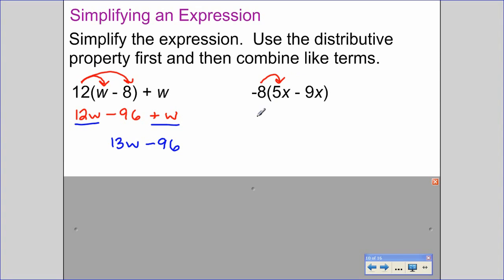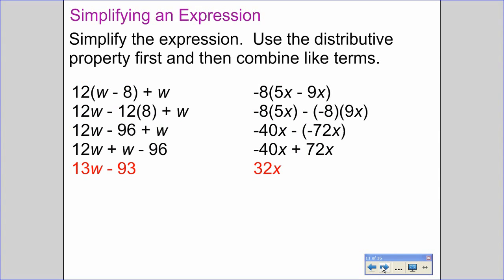Let's look at the next one. Negative 40x plus, because it's going to be negative 8 times a negative 9, so plus 72x. Those are like terms, negative 40x and plus 72x. Gives me a positive 32x. And if I check my answers here, I see that there's just a little typo on the first one, but we're going to go ahead and fix that. It should have been the 13w minus 96, so we're going to turn that into a 96. Yep, now we've got it correct.